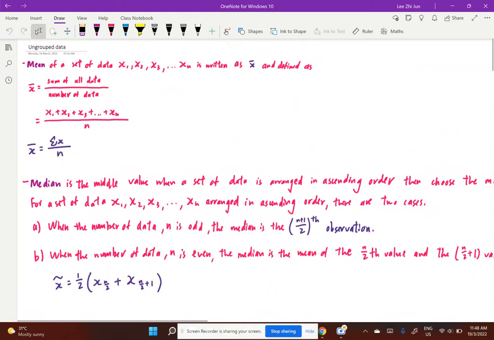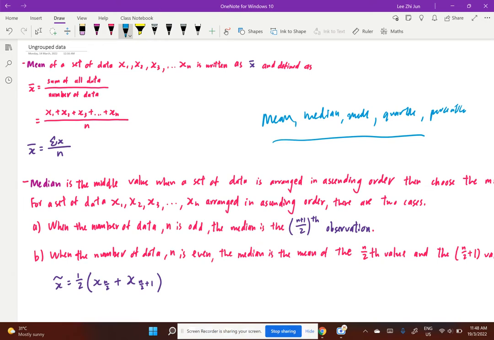Okay. So for measure of location, we have ungrouped data and grouped data. For both ungrouped data and grouped data, we will learn about mean, median, mode, and quartile and percentile. These four we have learned in secondary school. The percentile is new.